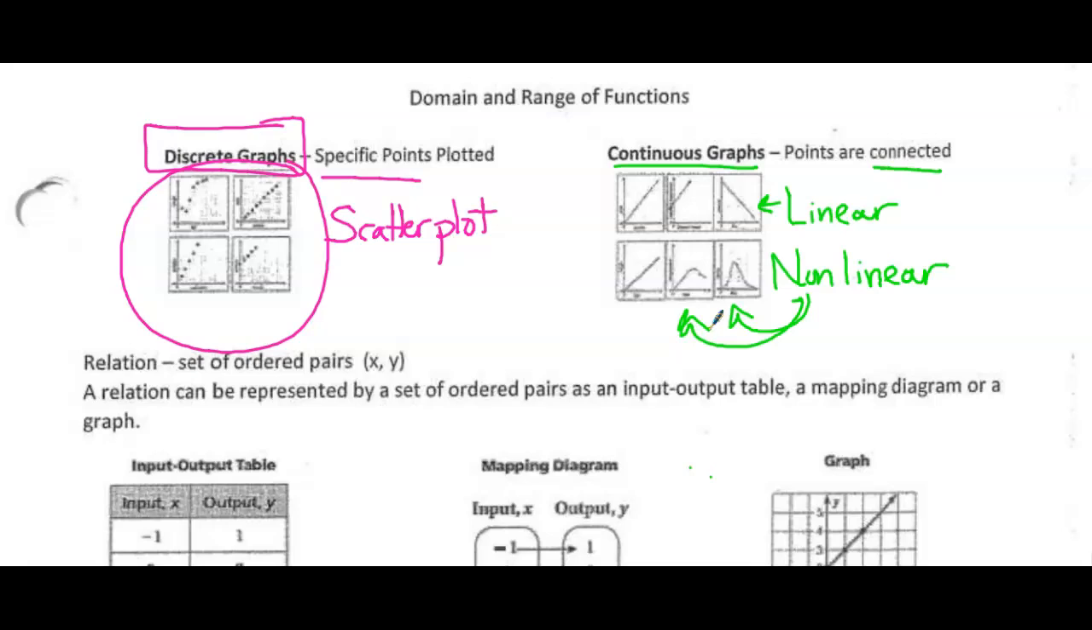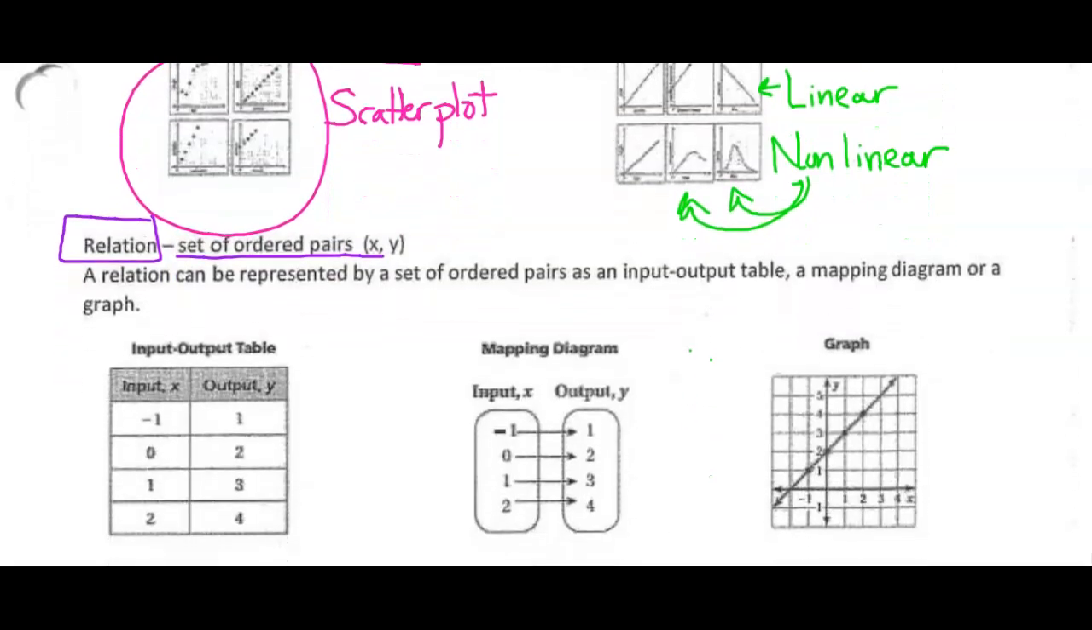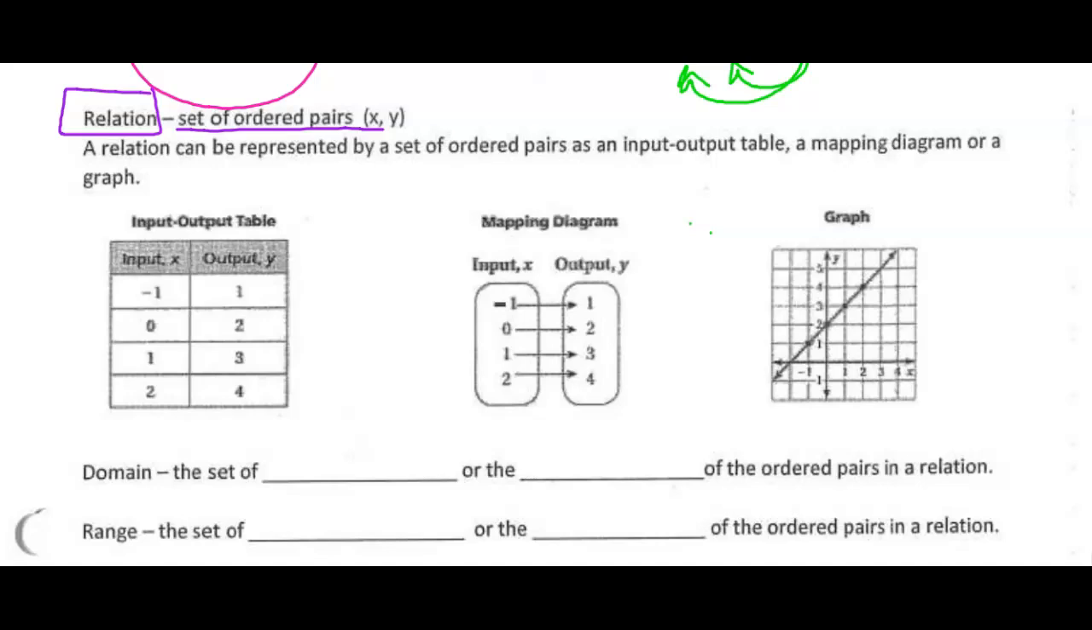Every time you have a graph, you have what's called a relation. And it's the set of ordered pairs. So when you have either a discrete graph or a continuous graph, you have some ordered pairs. A relation can be represented by a set of ordered pairs in an input-output table, a mapping diagram, or a graph. So there are three examples here.